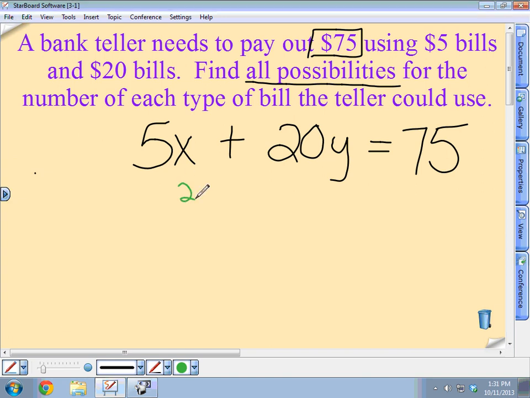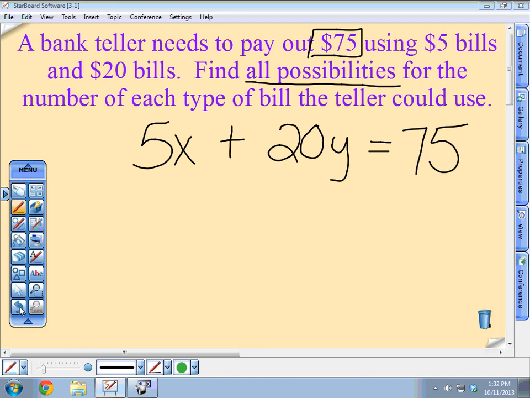Well, she could give you two $5 bills. That would give you $10. That would give you 65 left. Is there any combination that you could add 20s to get you $65? No. Okay. Where am I now? If she gave you 3 $5 bills, that would be $15. If I subtracted 15 from 75, that would give me 60. Now, is there any amount of $20 bills that could give me $60? Yeah. How many? 3. So, if she gave me 3 $5 bills and 3 $20 bills, then I'd have $75, right?